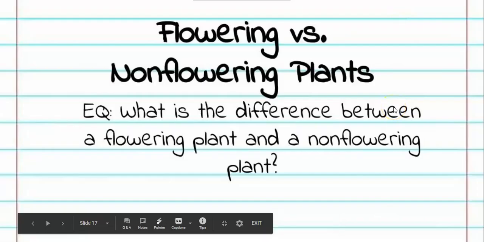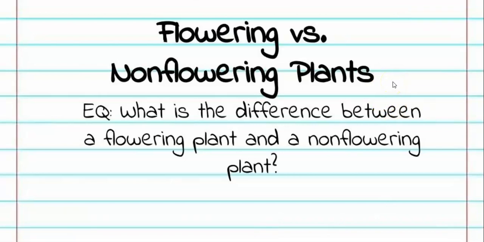Hey guys, we're going to continue our conversation about organisms, and today we're going to focus on plants. We're going to focus primarily on flowering and non-flowering plants. We talked about the other day how plants are classified when we did our organisms web, and we learned that they are classified in two ways, flowering versus non-flowering. So our essential question today: what is the difference between a flowering plant and a non-flowering plant? By the end of this lesson, you should be able to answer that question.